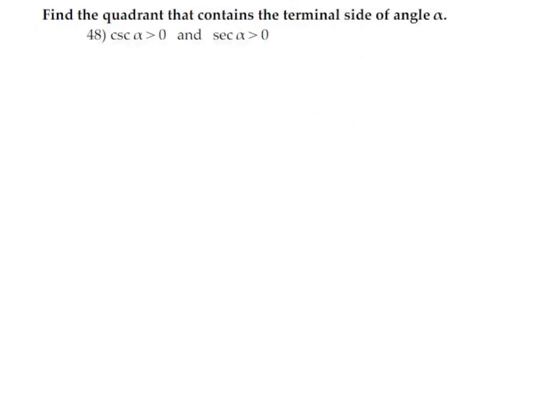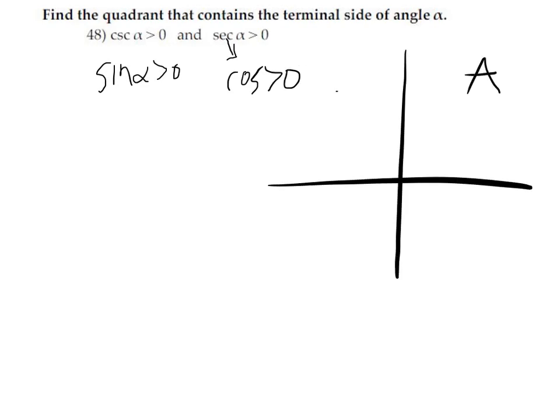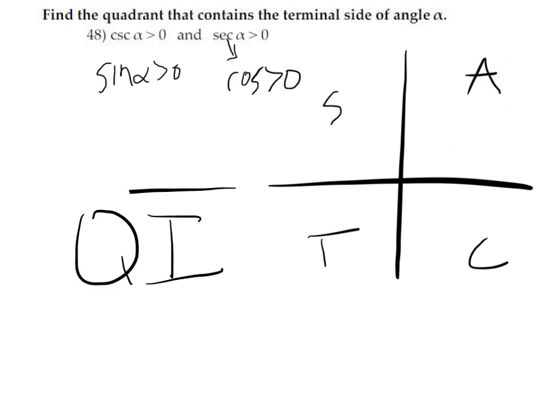Find the quadrant that contains the terminal side of alpha. So we have cosecant, think sine, sine greater than 0. Secant, think cosine greater than 0. All students take calculus. Where is sine positive and cosine positive? Quadrant 1. It's the only spot where they're both positive. That was easy. Great.